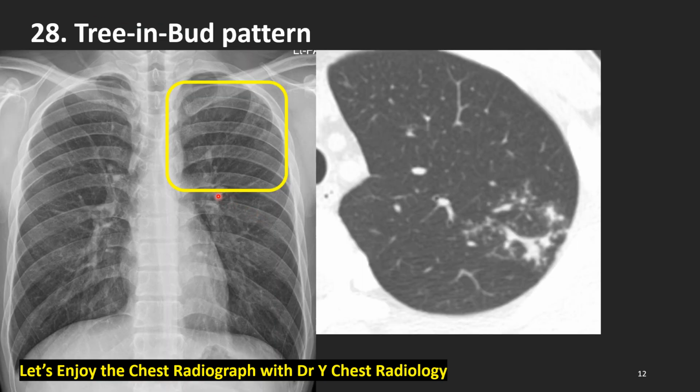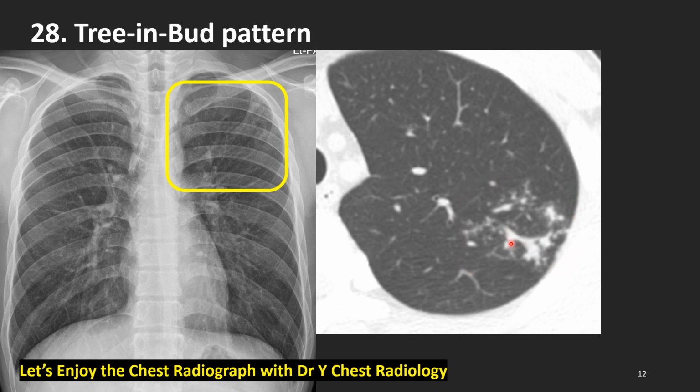This is another patient's left upper lobe lesion. How about right upper lobe? Normal. Now I'm confident that all of you are the professional of tree in bud pattern, active tuberculosis findings. Right? You know everything. You imagine everything here, and let's confirm with CT, axial lung window CT.